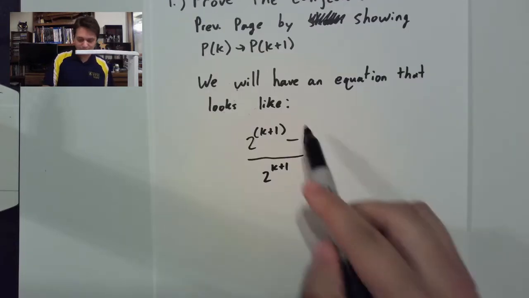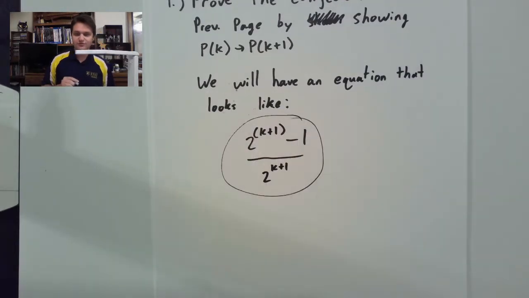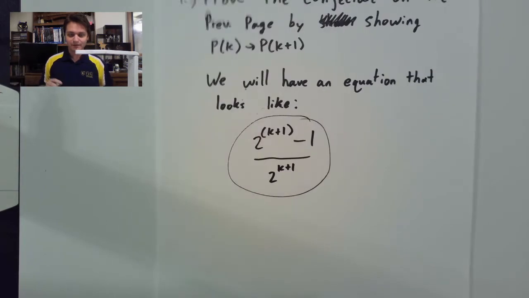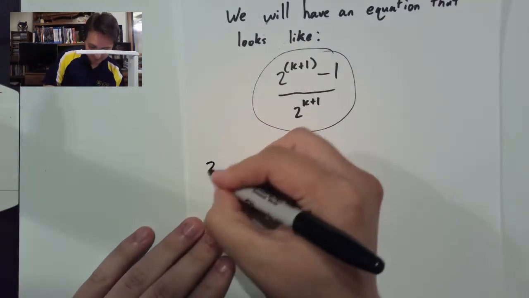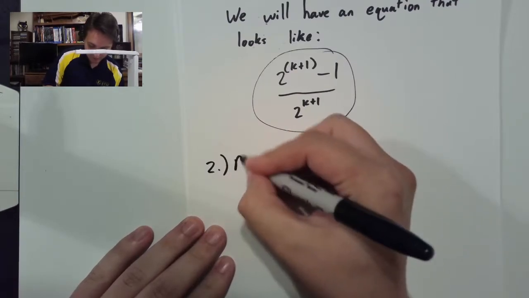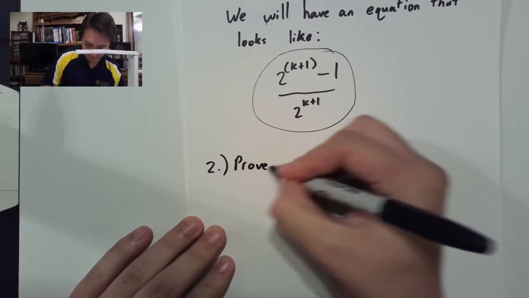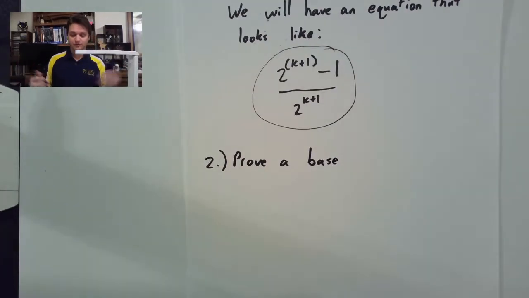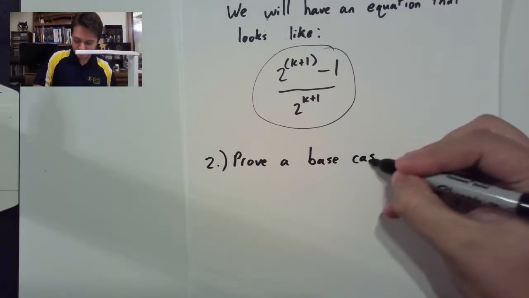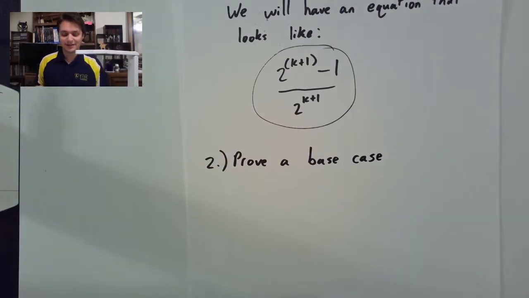That's what we want to eventually find. But how do we do that? We move on to step 2. Step 2 is where we prove a base case. That's just showing somewhere where this works. And typically, if you can get away with an n of 1 or an n of 0, that's great. That makes the math shake out really easy.